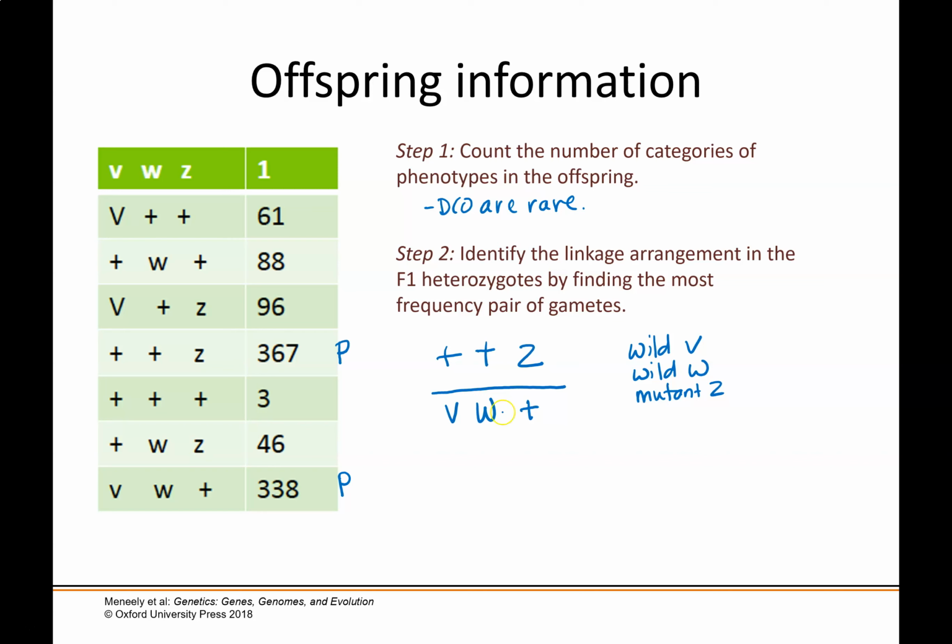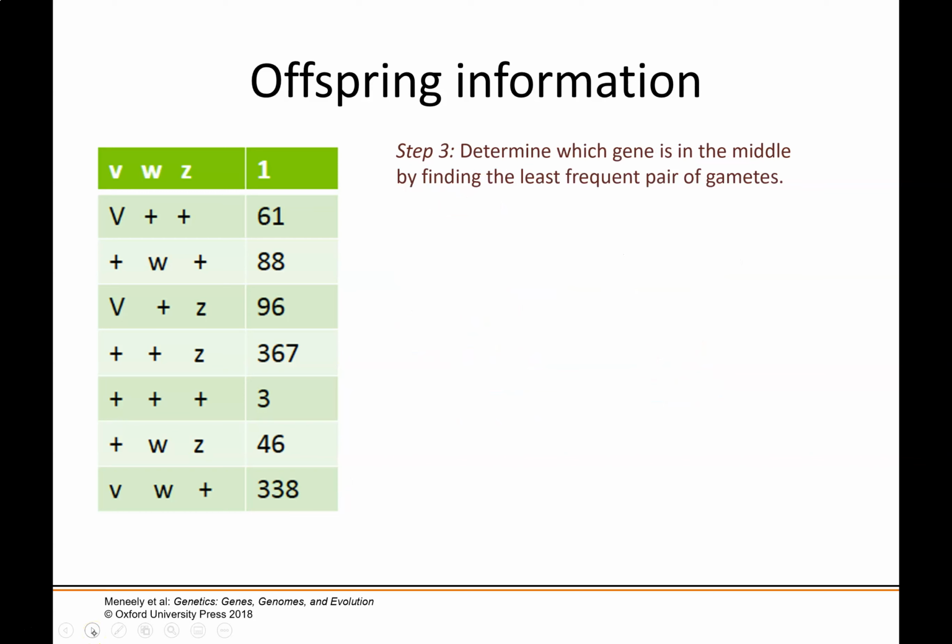So now that we know the parental phenotypes, we can move on to our next step. The next is to determine which gene is the middle by finding the least frequent pair of gametes. So let's label what all of these different pairs are. We know the most common is the parental, and the least common are the double crossovers. They're not going to happen very often.